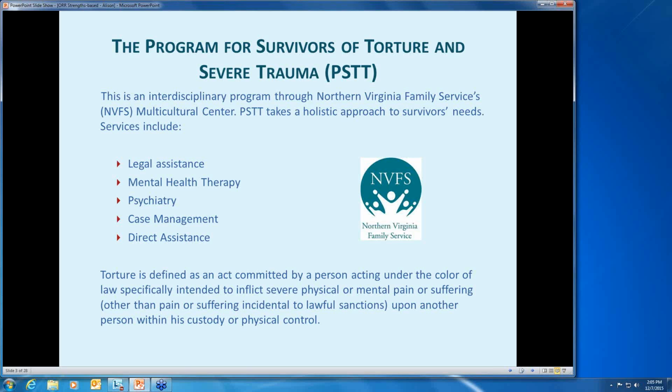So in order to be eligible for the program, they must meet the criteria of torture. As it says on the slide, torture is defined as an act committed by a person acting under the color of law, specifically intended to inflict severe physical and mental pain or suffering, other than pain or suffering incidental to lawful sanctions upon another person within his custody or physical control.